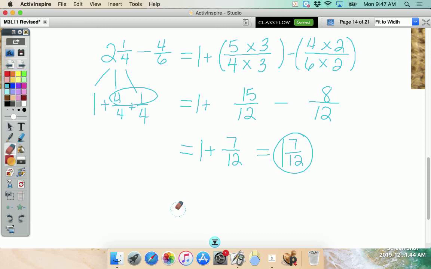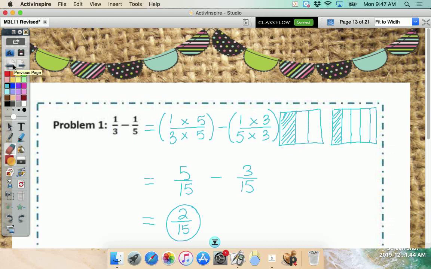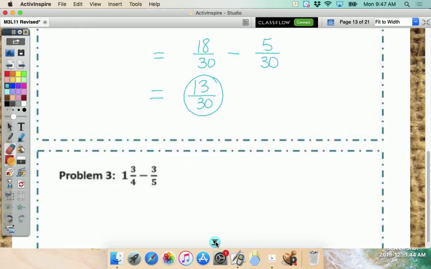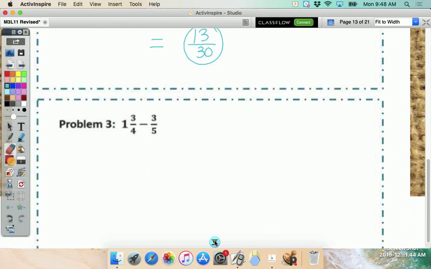Okay, which problem did we skip? 3. Well, let's go find it and do it. You want to try it on your own? Yeah. Okay. Use method 1, don't you think? Yeah.